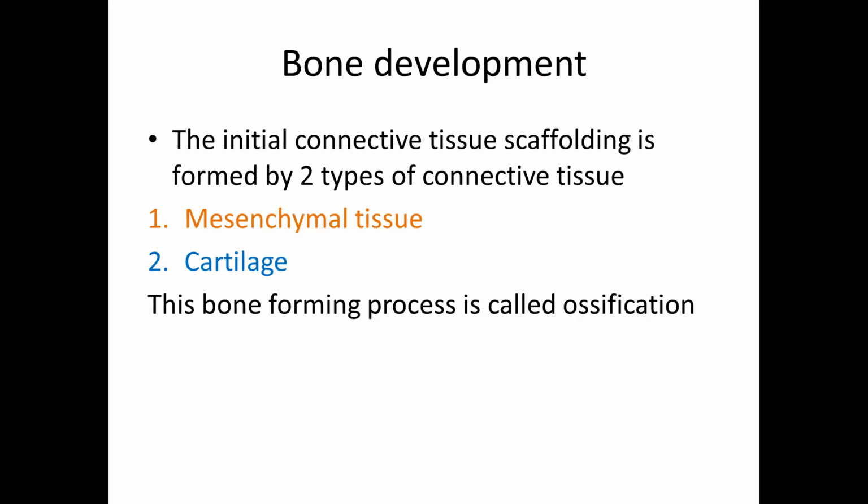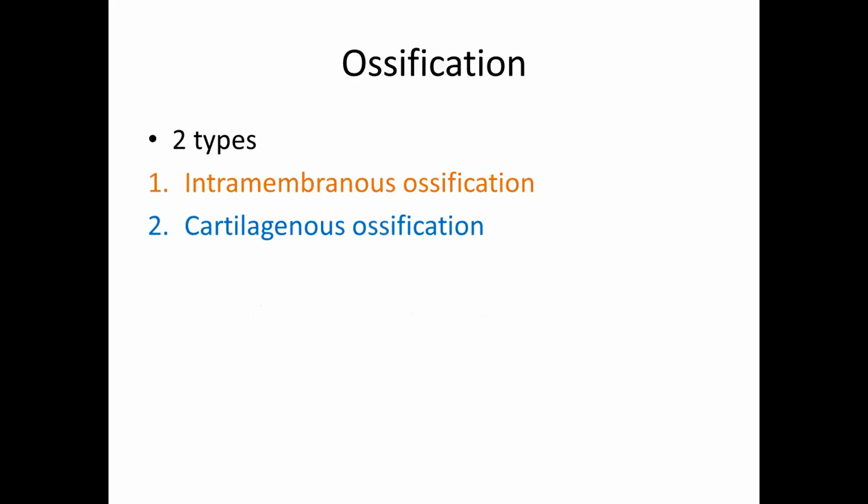The initial connective tissue scaffolding is formed by two types of connective tissues. One is the mesenchymal tissues and the other is cartilage. This bone forming process is called ossification, and because the initial connective tissue scaffolding is in two forms, you have two types of ossification as well. The two types of ossification are intramembranous ossification and cartilaginous ossification.